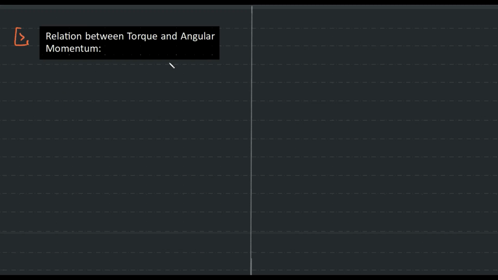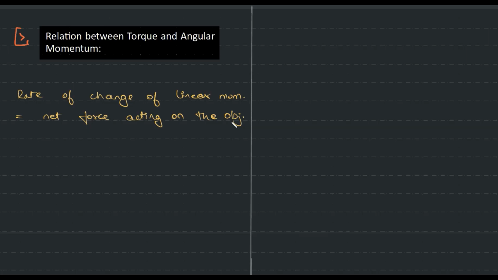Let's derive a relationship between torque and the angular momentum. So first we'll start off with the fact that the rate of change of linear momentum is equal to the net force acting on the object. So we have dp by dt is equal to the net force acting on the object, right? This you guys know.